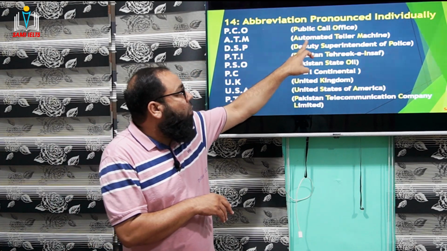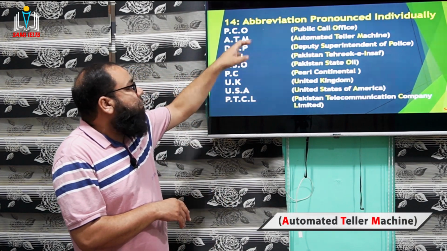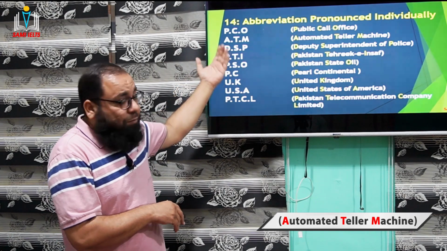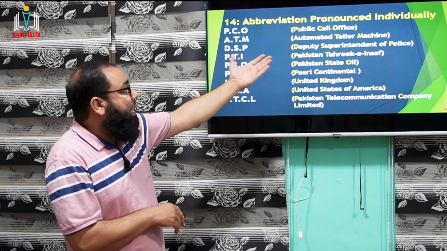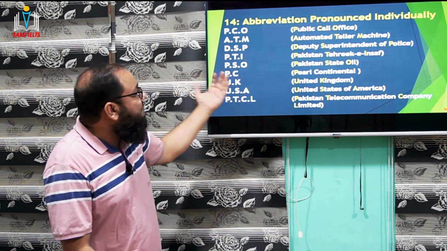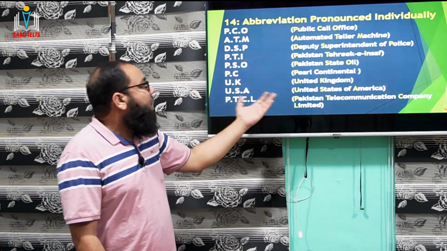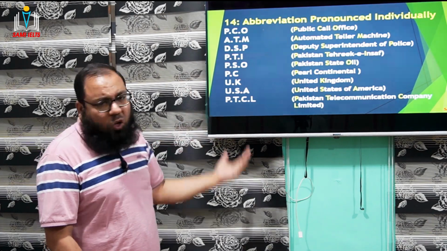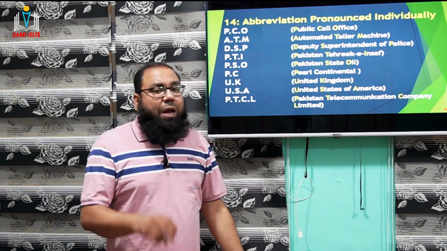So A is from automated, T for teller, and M for machine. Then DSP, Deputy Superintendent of Police. Then we can go with PTI, PSO, Pakistan State Oil, Pan Continental, UK, USA, and so many more there now.